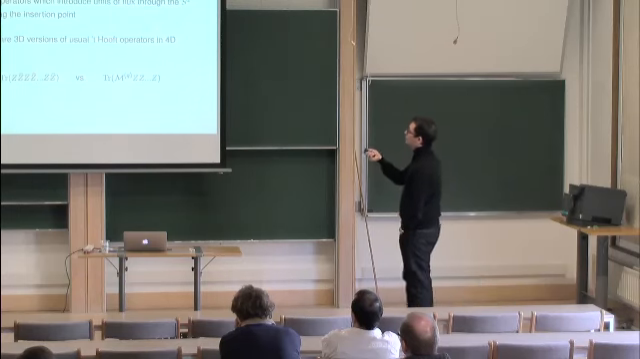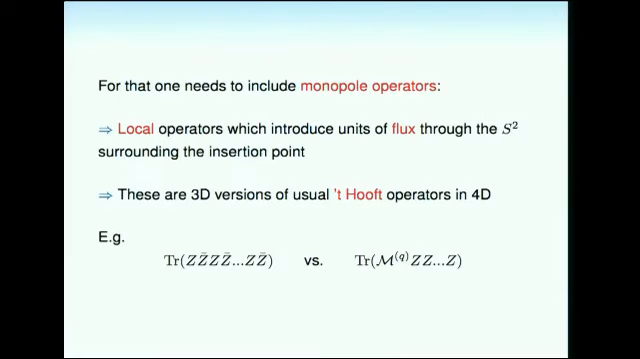In fact, in order for you to get that, what you need is to include monopole operators. So monopole operators are inherently quantum operators that you add to your theory. They are local operators in 3 dimensions. What they do is you include this operator at some space-time point, you surround this point by a sphere, and they create flux through this S2 surrounding that insertion point. Crucially, these operators do not have a description in terms of the perturbative fields of your theory. They're inherently quantum. And in analogy to 4 dimensions, these are nothing but 3D versions of 't Hooft operators in 4D.